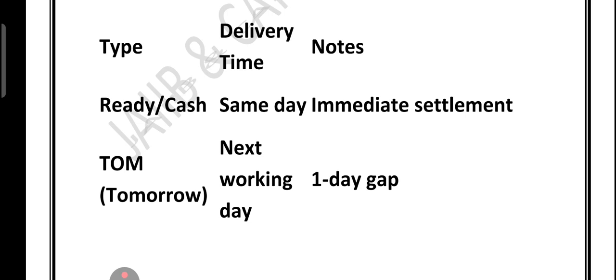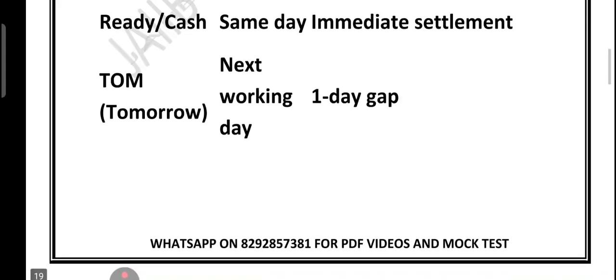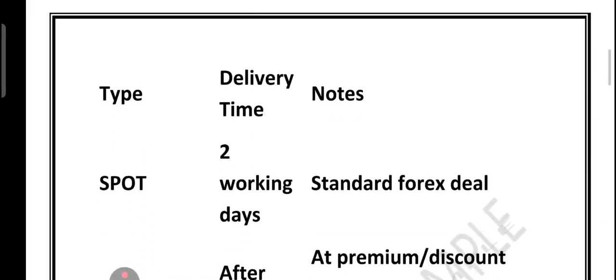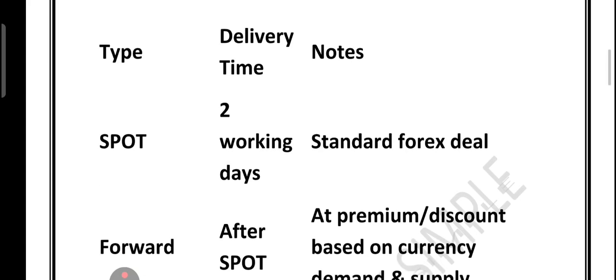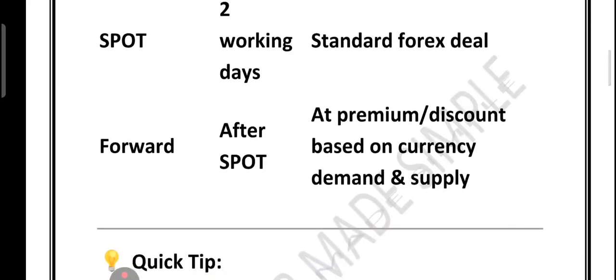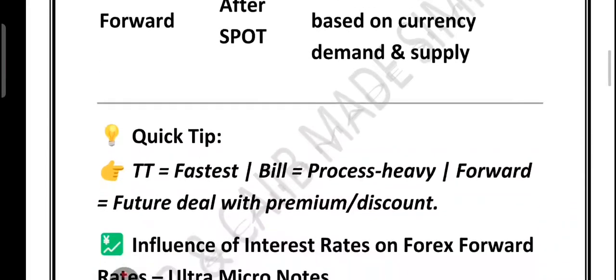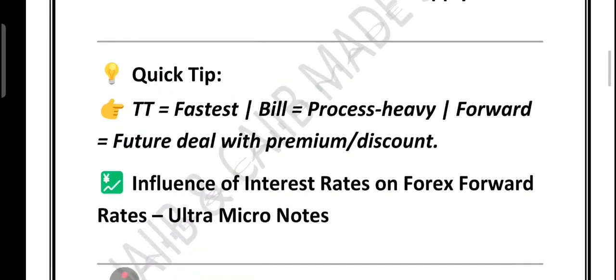TOM is tomorrow. Tomorrow means the next working day, and the gap is 1 day. Then we have the spot. Spot means 2 working days, and this is a kind of standard forex deal. Forward happens after the spot at a premium or discount based on the currency demand and supply. So remember, telegraphic transfer is the fastest. Bill is process heavy. Forward means a future deal with premium and discount.